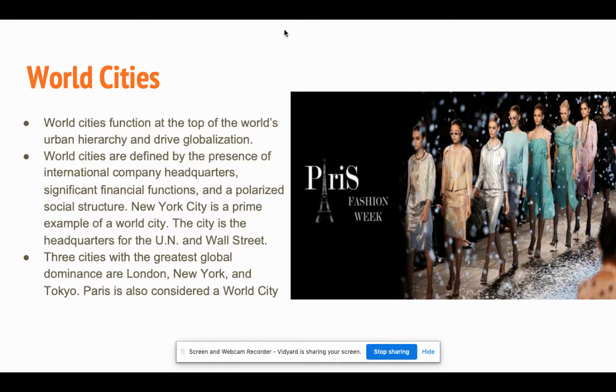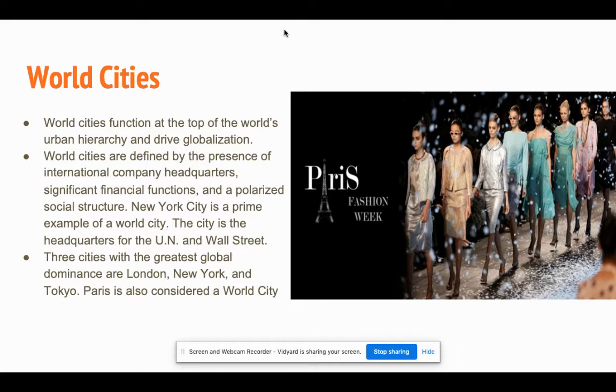When you think about world cities, a couple of distinguishing characteristics make a city a world city. A lot of times, international companies have their headquarters in world cities. They are also financial centers, as well as cities that have global dominance. The greatest example of a world city is New York City. In addition to being the headquarters of the United Nations, it has Wall Street, which is basically the world's financial market; the world kind of runs off of what Wall Street does. There are a lot of companies that have their headquarters in New York City. A great example of that is Macy's.